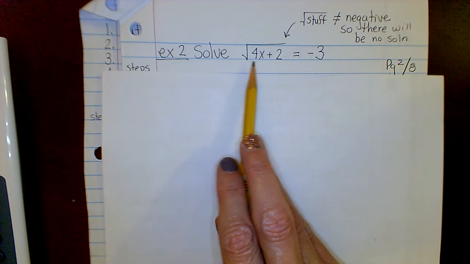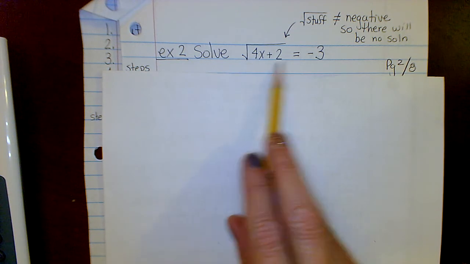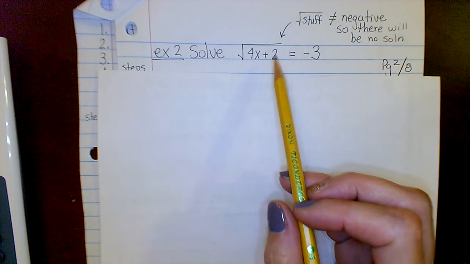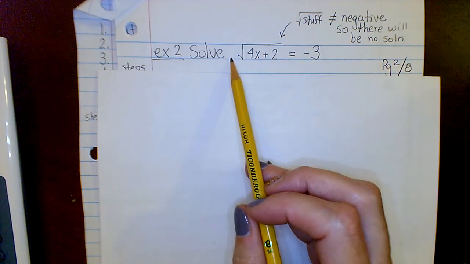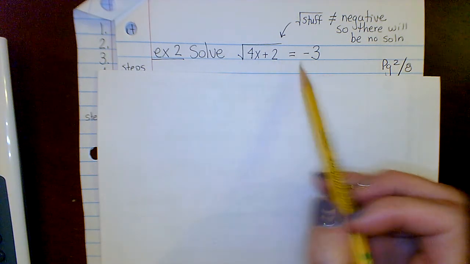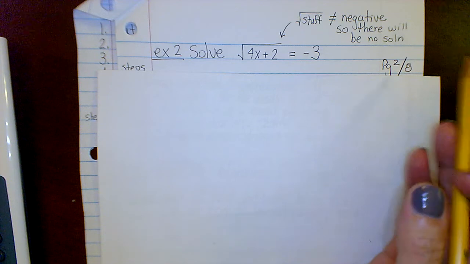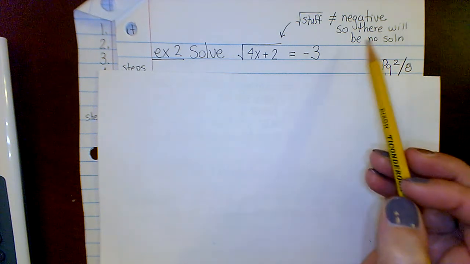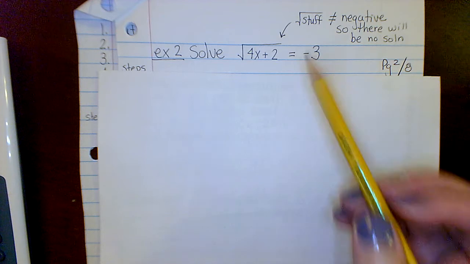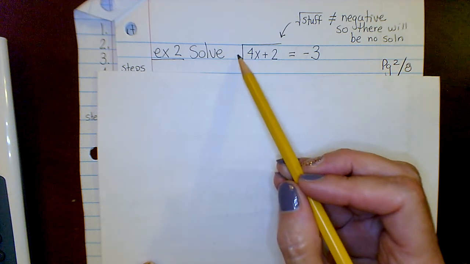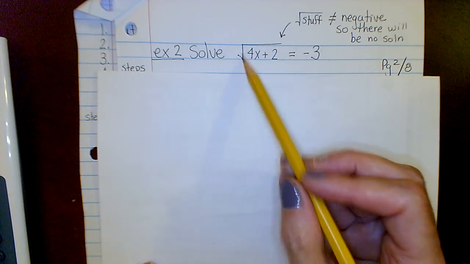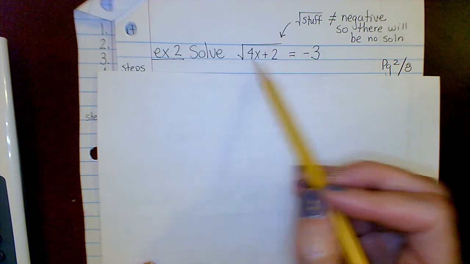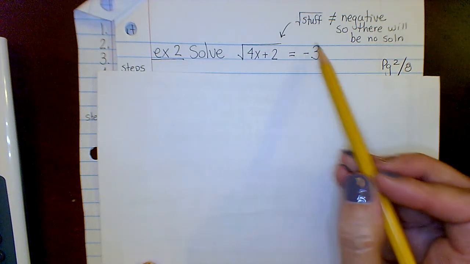If we're going to solve this, we get the square root of 4x plus 2 equals negative 3. Now, one thing that I went ahead and noted here was that the square root of some stuff is never going to be negative. So there's not going to be a solution to this. However, if you don't see that initially, remember this symbol is the positive square root. So this is saying the positive square root of some stuff, that's never going to be a negative.